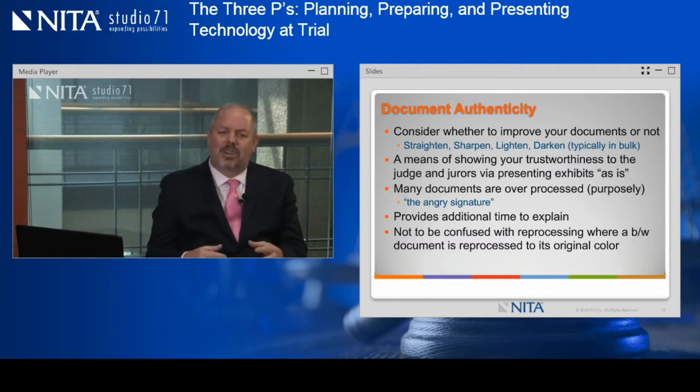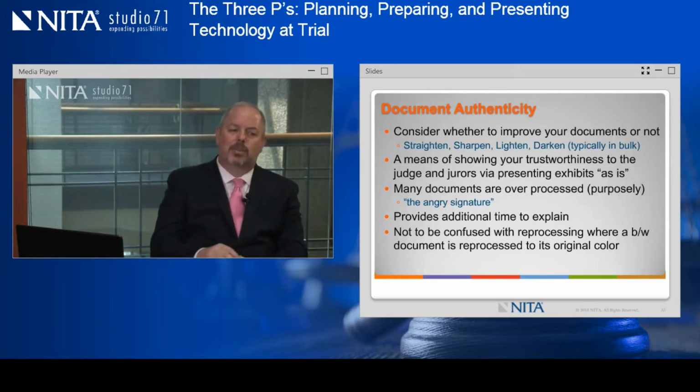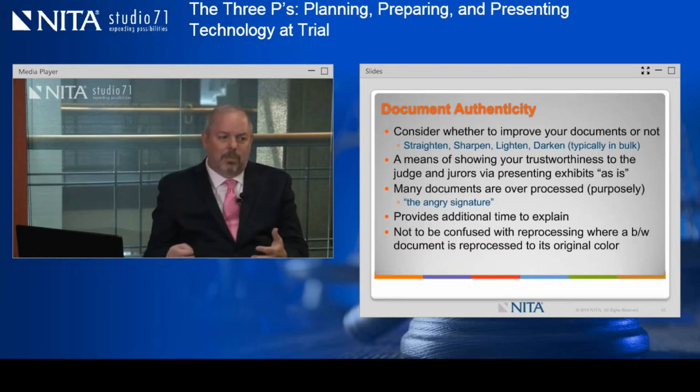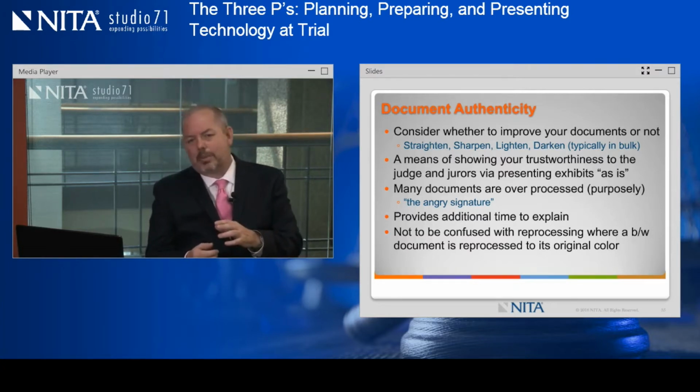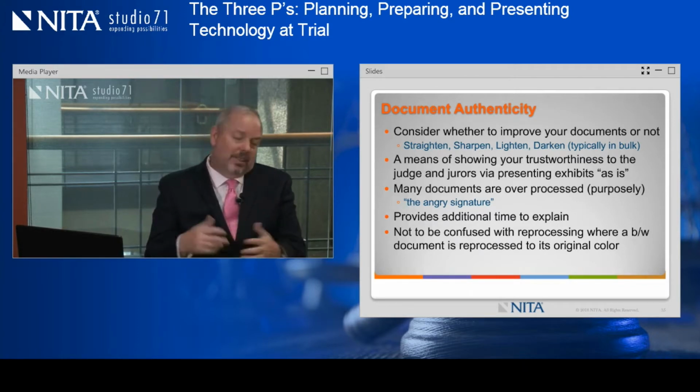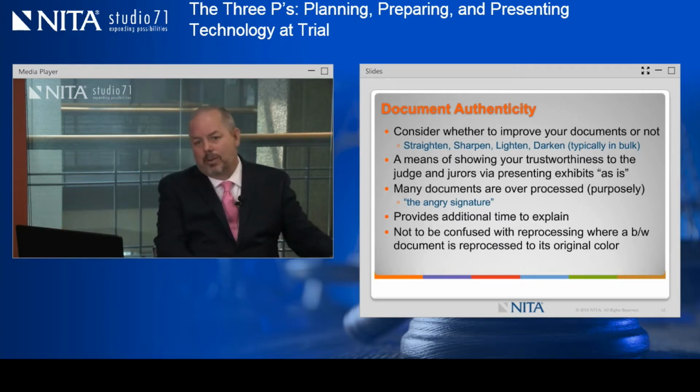Many of these decisions are often made without attorney input. Could you imagine being asked in court if the exhibits have been tampered with? You should consider whether your improvements might be considered manipulation. One example I had at a trial was the angry signature. This is where an exhibit was made to look like an angry signature by darkening the file electronically. It was just their normal signature, but the process changed how the exhibit could be characterized. So be careful and be on guard. And some like a difficult document as it gives them more time to explain.